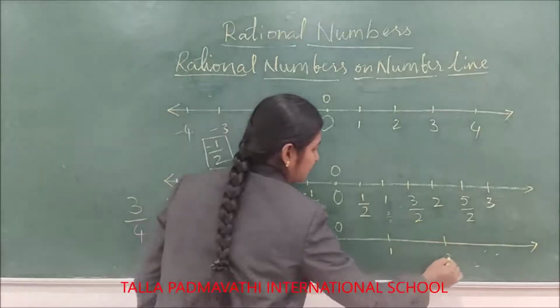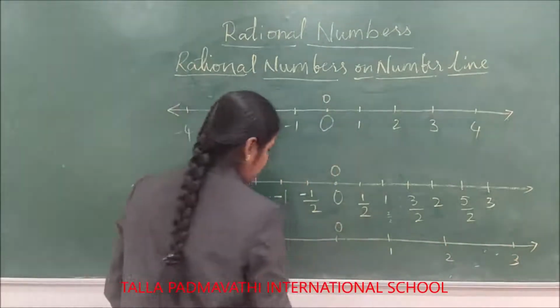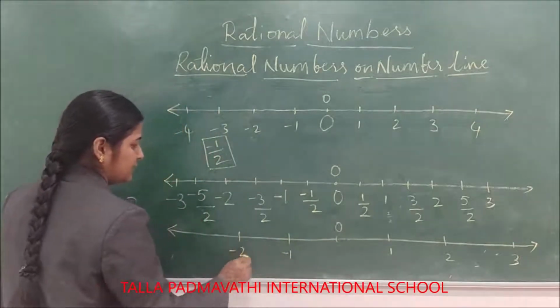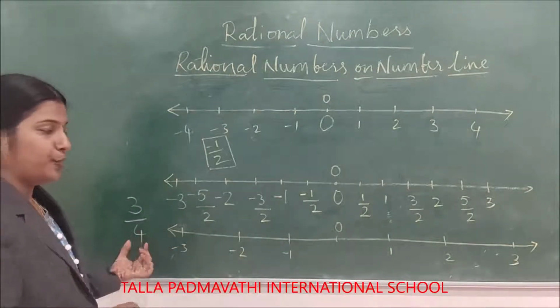Just name it as 1, 2 and 3. Okay. 1 minus 1, minus 2 and minus 3. Now we have to make 4 parts.